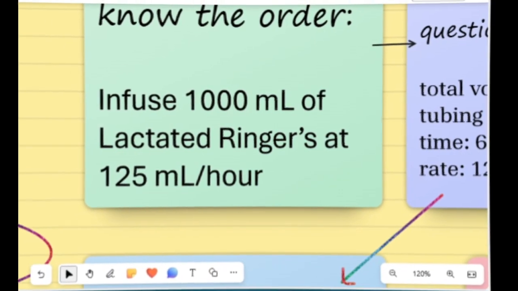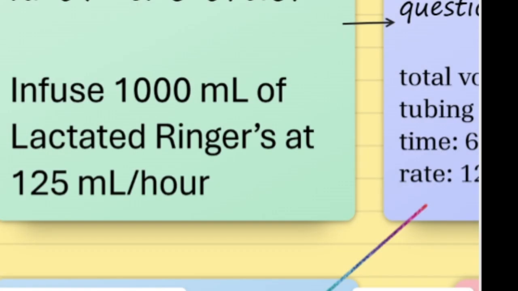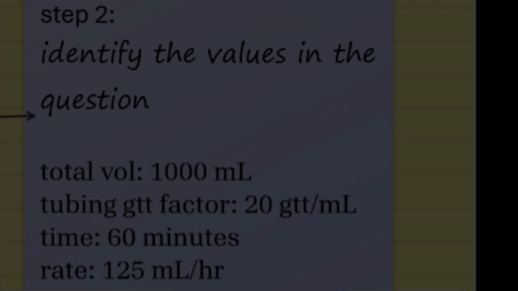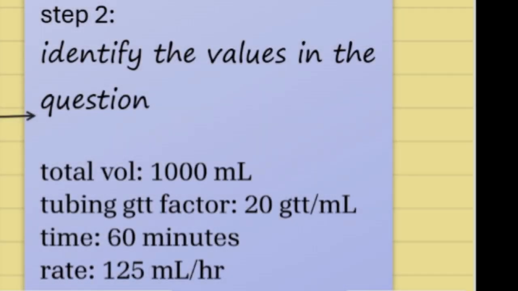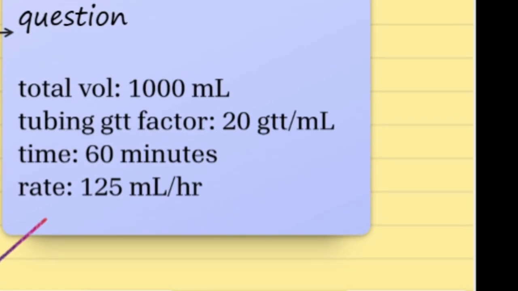So like I said, know the order, which is you're infusing 1,000 milliliters of that solution at a rate of 125 milliliters per hour, and you want to identify the values that are in the question: 1,000 milliliters, which is the total volume, and you have a tubing drip factor of 20 to infuse over 60 minutes and at a rate of 125 milliliters per hour.